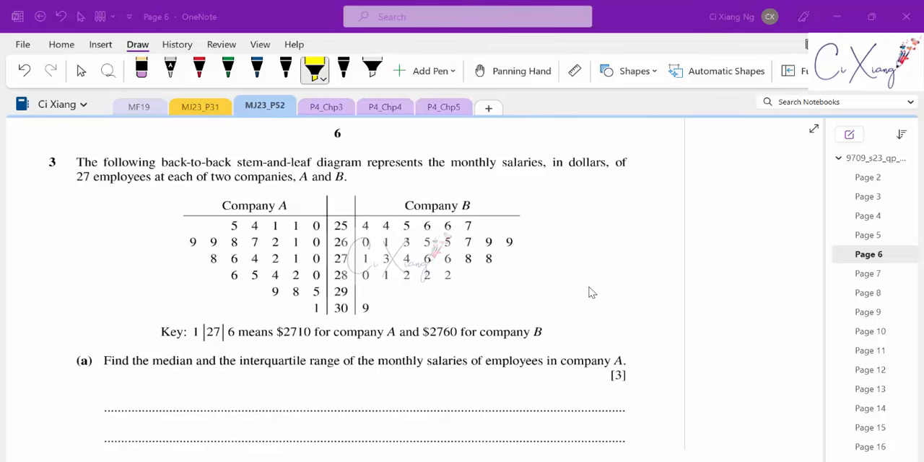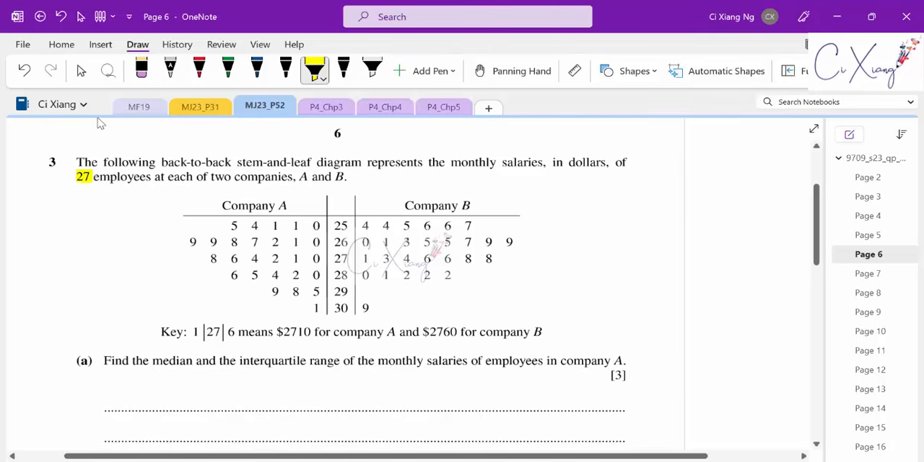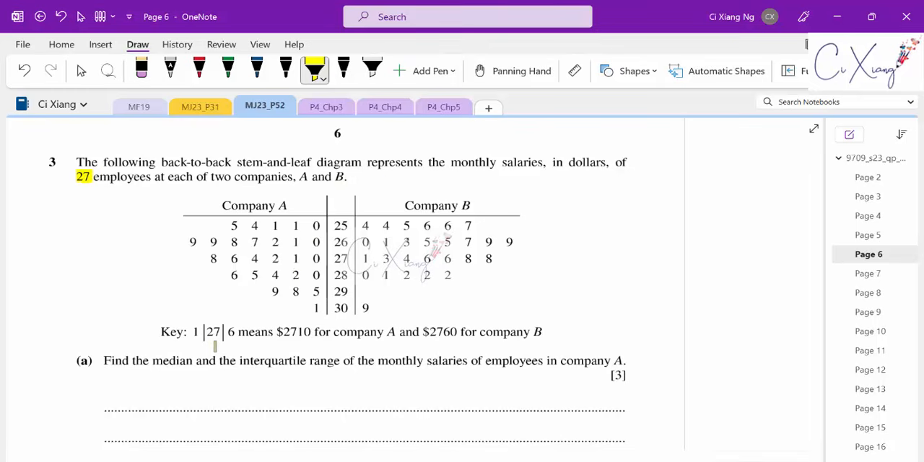Okay, so question number 3, we have a back-to-back stem plot. We present the monthly salaries in dollars of 27 employees from 2 companies, A and B. So these are the salaries, the monthly salary. And if you have a look at the key here, 271 means $2,710 for company A. And this is for company B. Then they want us to find the median and the interquartile range for the monthly salary of company A. Okay, so to calculate the median, it will be the center location of these 27 values.